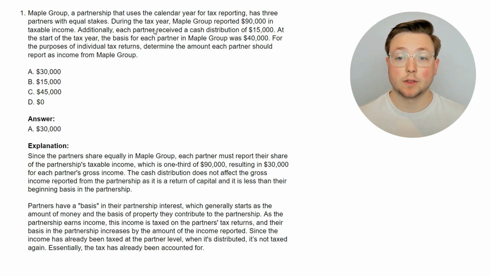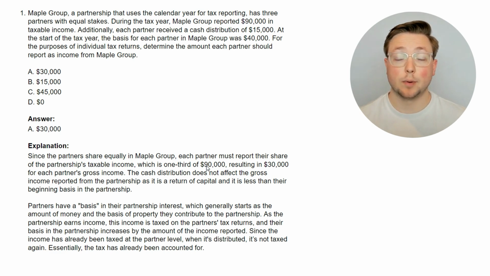So let's go ahead and look at the question we just looked at. So Maple Group had $90,000 of taxable income. Okay, so that $90,000 is split up between the partners for $30,000. That does not necessarily mean that each of the partners actually received $30,000. That's where the distributions come in. Distributions are where you actually give money to a partner.